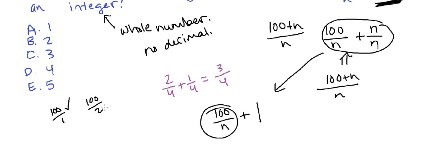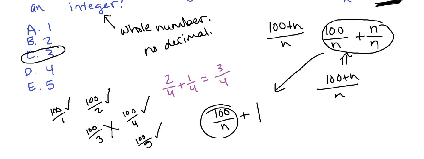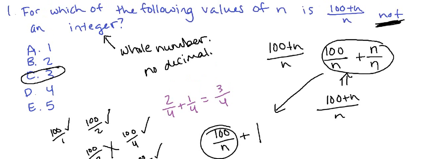So 100 over 1, is that an integer? Yes. 100 over 2, is that an integer? Yes. And we know that because any number whose last digit is even is divisible by 2. So let's see, 100 over 3, is that an integer? No. That equals roughly 33.333 repeating. 100 over 4, we can just keep going for the heck of it. That is an integer, that's 25, and 100 over 5 is also an integer. So from working through it, we see that C is the correct answer.